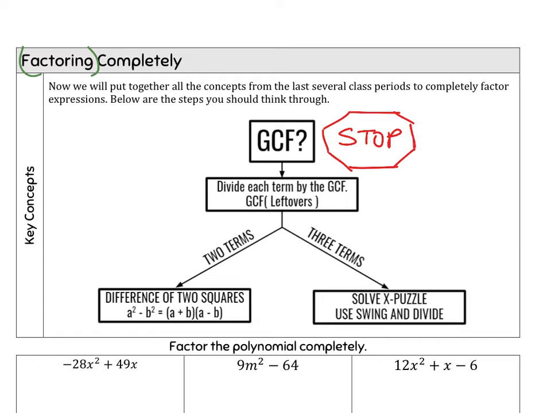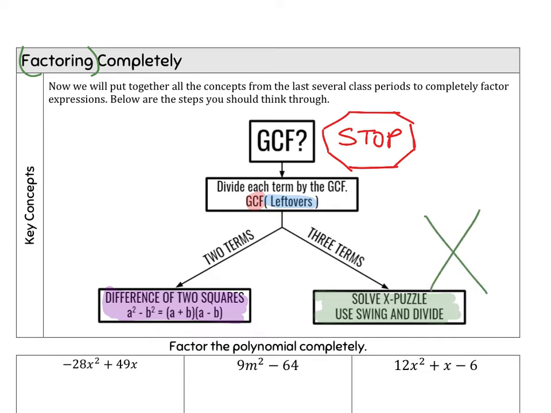After that, you have two branches. Once you have the GCF and the leftovers, you're going to take the leftovers and either look to see if it has two terms, which means we're doing the difference of two squares. Or if it has three terms, you're going to set up and solve an X puzzle and use swing and divide.